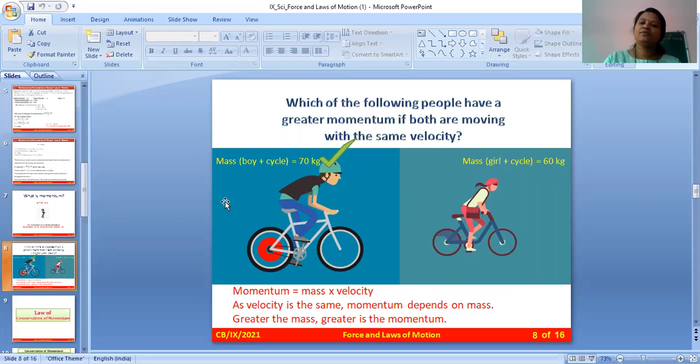Now consider which of the following people has a greater momentum if both are moving with the same velocity. Mass of the boy with the cycle is 70 kg and mass of the girl with the cycle is 60 kg. So you could see that the momentum of the boy would be larger than the momentum of the girl. This is because of the mass, as the velocity is the same. Momentum depends on mass. Greater the mass, greater is the momentum.